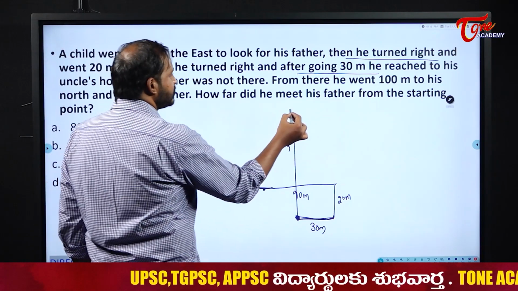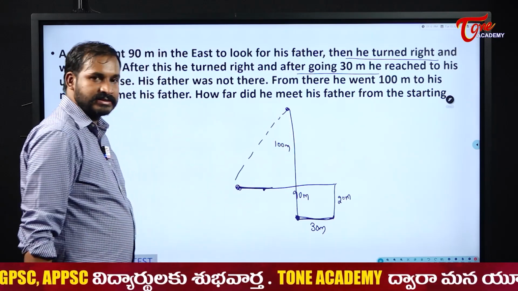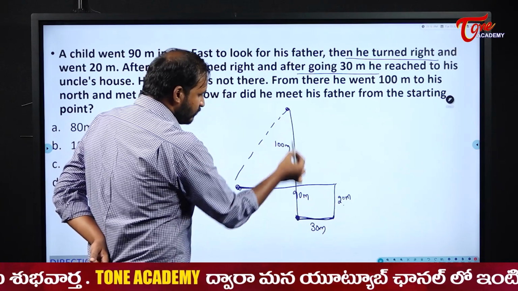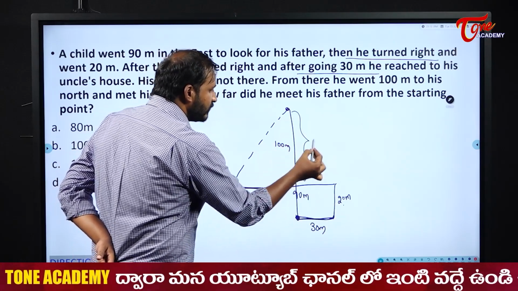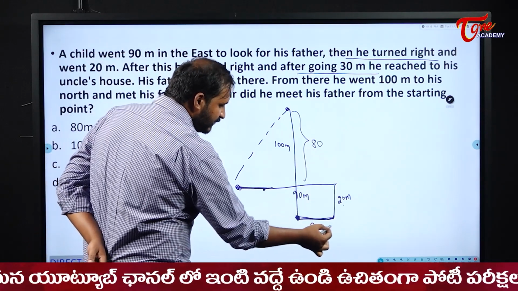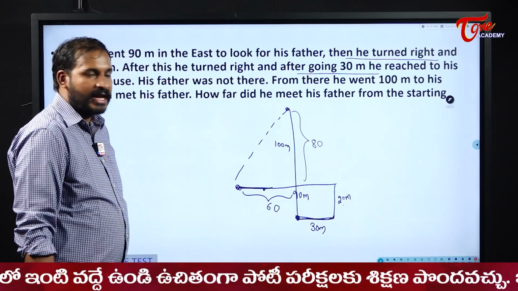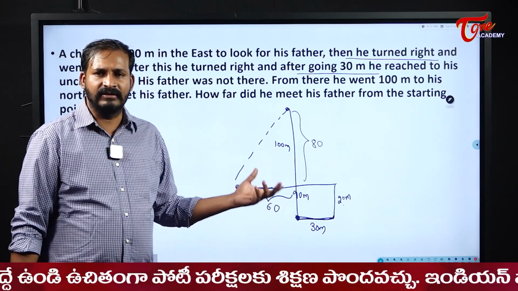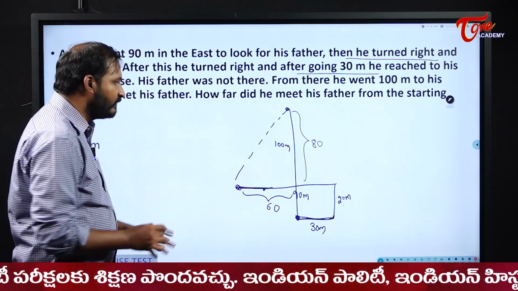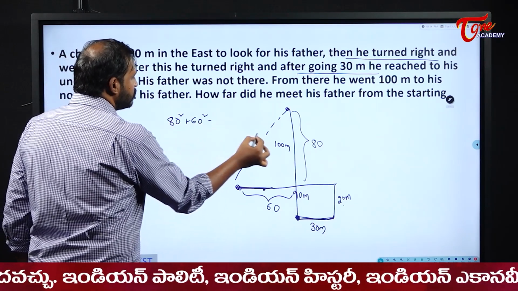How far did he meet his father from the starting point? That means he is asking me to find this distance. Now if this is 20 and this overall is 100, this will become 80. Now if this overall is 90 and this is 30, this becomes 60. 80 and 60. By default you can tell what triple you will get here: 100. If you don't have that idea, very simple, we do 80 square plus 60 square is equal to some a square.